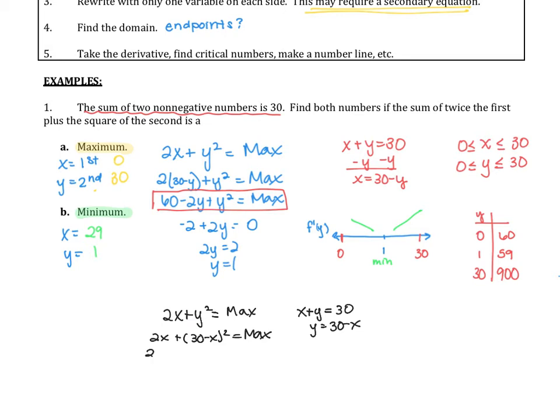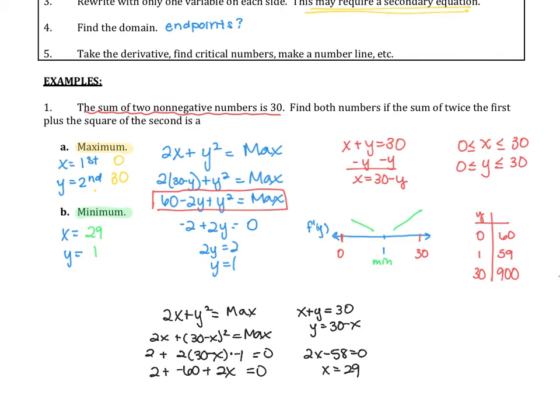If we take the derivative, we'd get 2 plus 2 times (30 minus x) times negative 1 equals 0, and I'm trying to solve that. So we get 2 plus, oh my goodness, negative 60 plus 2x equals 0. So my problem would say 2x minus 58 equals 0, and I'd solve. So we'd get x equals 29.